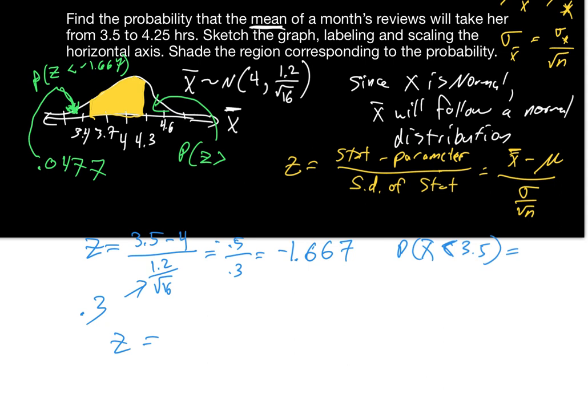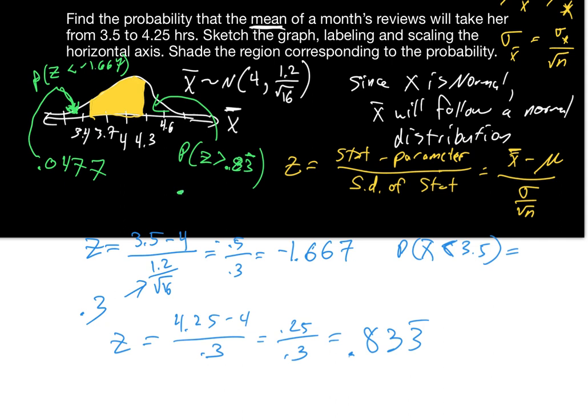Z equals 4.25 minus 4 over 0.3, which is 0.25 over 0.3, which is point how much? 833 repeating. And then we go to the area. So this would be 0.833 repeating. And what is that area? How much? 0.20233.